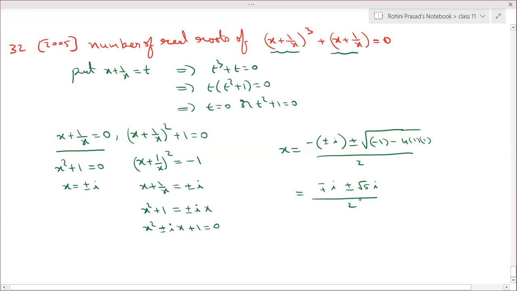So all are complex roots. 6 roots are there for this equation. All 6 are complex roots. So the number of real roots of this equation is 0. So answer 0, option 1.